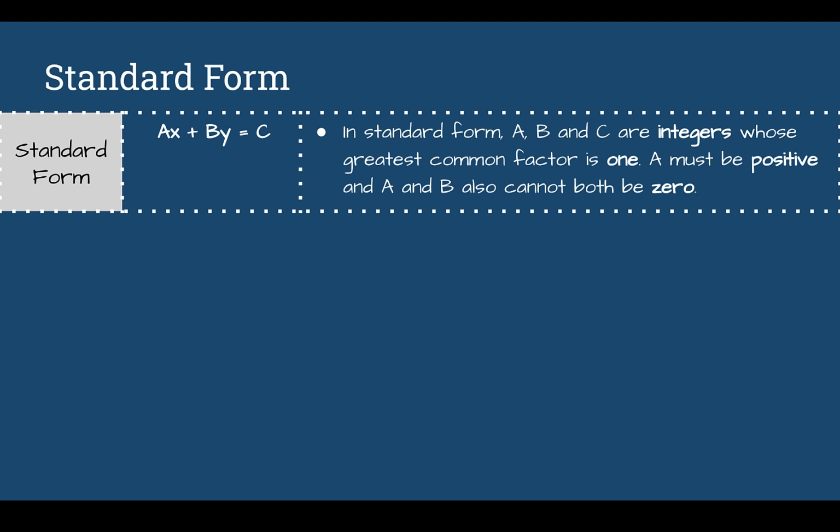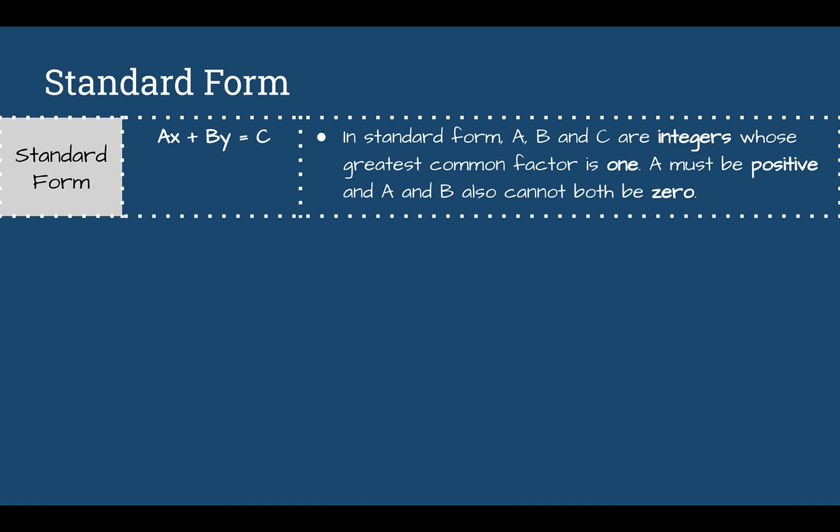So standard form is written as ax plus by equals c. And it has some rules to it. However, there are occasions where you might see it written where it's not following these rules, but they still call it standard form. So in standard form, a, b, and c are integers, so counting numbers, whose greatest common factor is 1. So you shouldn't be able to divide all of them by something. And a must be positive, and a and b can't be 0.